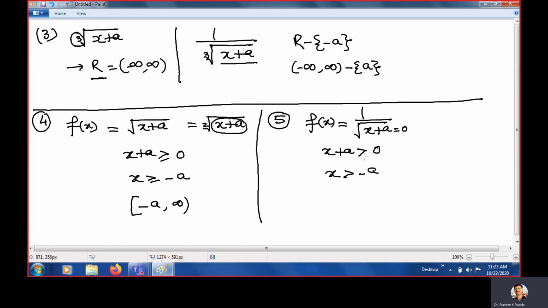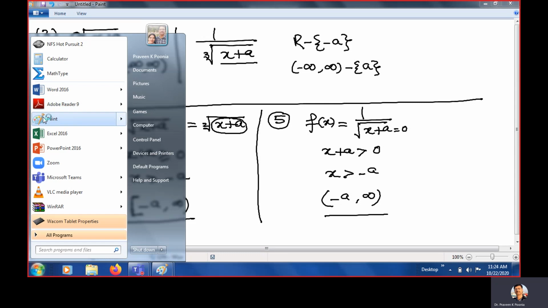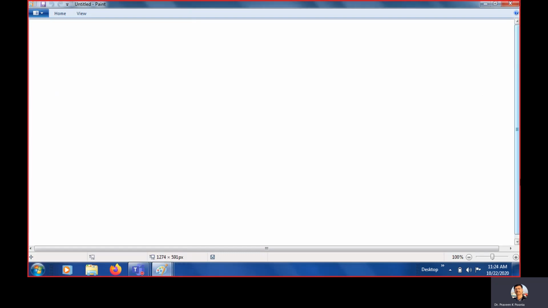So we will take x plus a greater than 0, that is x greater than minus a. And this may be written as minus a to infinity. Now you see the difference here and here. Here it is equal, so it is a closed bracket we are using. Here it is not equal, so we are using an open bracket. This we need to give attention.